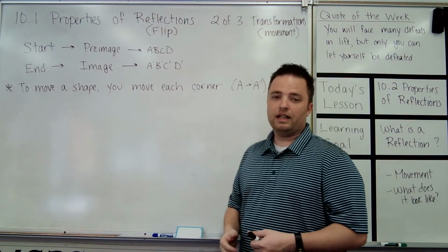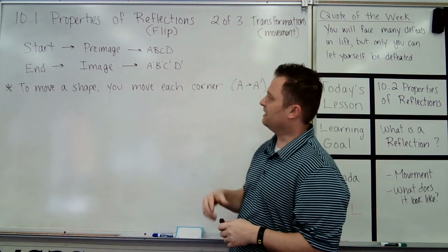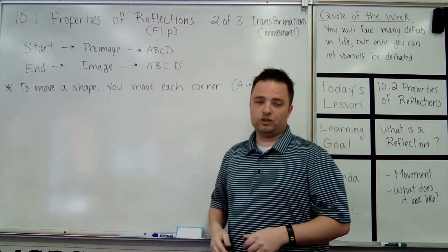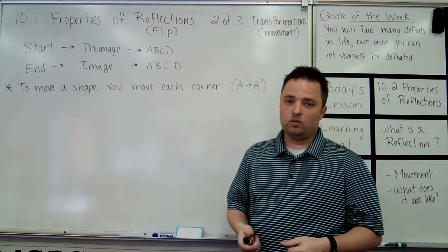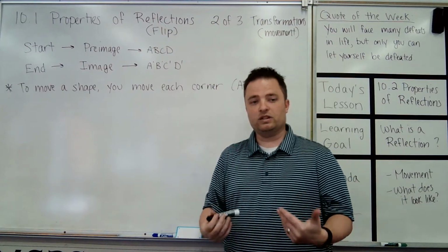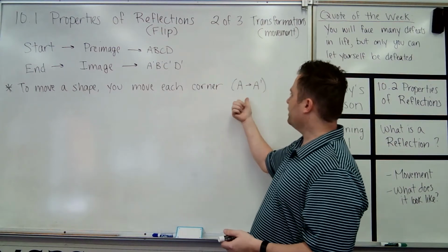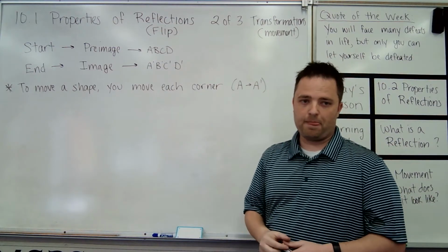The starting point is how we can take a snapshot of the before, and it will be labeled A, B, C, D. And then the image, which is a snapshot of the after, will be labeled A prime, B prime, C prime, and D prime. And once again, if you've been watching the previous 2 videos, to move a shape, you instead move each corner. You don't move the center of the shape.